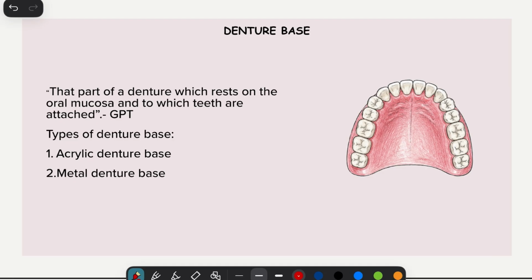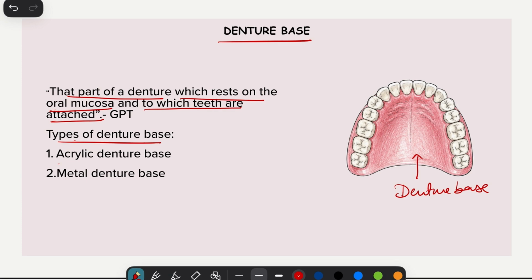So the first is denture base. A denture base is that part of the denture which rests on the oral mucosa and to which teeth are attached. So, it is usually made of acrylic resin. So, this pink part here that you are able to see is the denture base. Okay, the denture base forms the foundation of the denture and it helps to distribute and transmit all the forces acting on the denture teeth to the basal tissues. Okay, so we have two types of denture base: acrylic denture bases and metal denture bases.